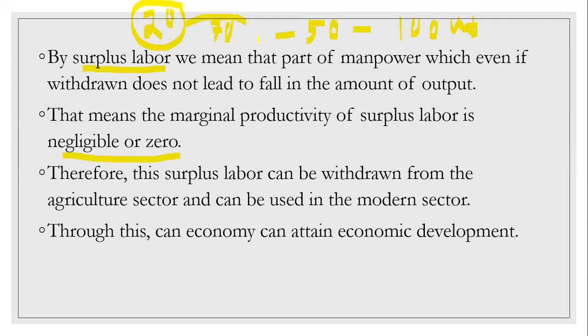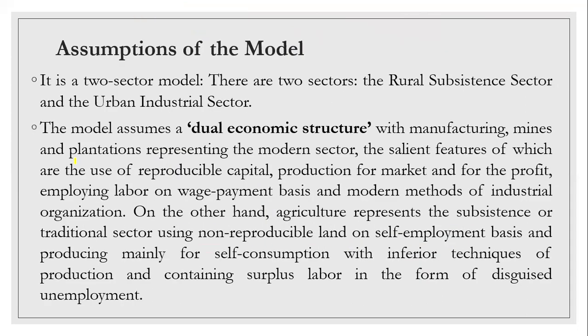Excess here in the sense that marginal productivity of each labor is zero. They are not doing any work. Means they do some work, but their labor power is not required there, is not needed there. In that sense, the marginal productivity is zero or negligible. Therefore, this surplus labor can be withdrawn from the agriculture sector or subsistence sector and can be used in the modern sector, and through that the economy can develop. This is the argument of Arthur Lewis.